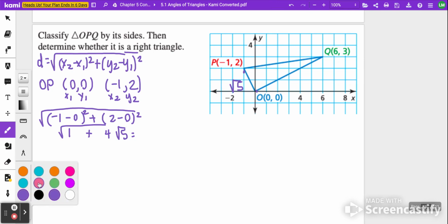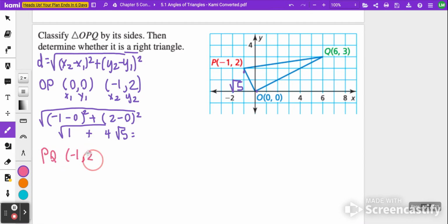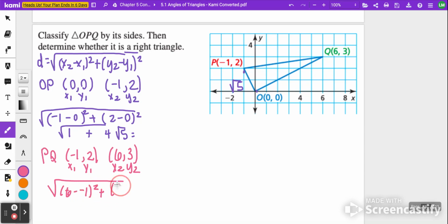Okay. I'm going to do that same thing with point PQ. So P has -1, 2, and Q has 6, 3. And then I'm going to label x1, y1, x2, y2. I'm going to do x2 minus x1. That is 6 minus -1 squared plus 3 minus 2 squared. 6 minus -1 is 7. 7 squared is 49. 3 minus 2 is 1. 1 squared is 1. So the square root of 49 plus 1, which is the square root of 50 for PQ. So far, it looks like I don't have any matching sides.